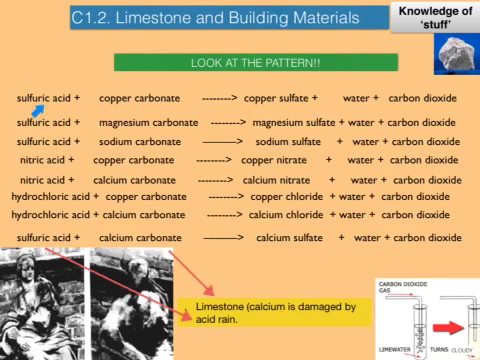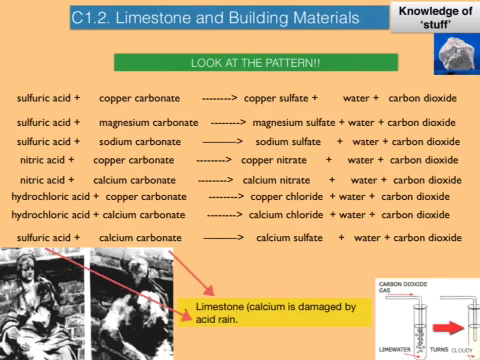So here I've got sulfuric acid and copper carbonate. Whenever I've got an acid and a metal carbonate, like all of these examples here, I always make a salt, a different type of salt with different names, and water and carbon dioxide.